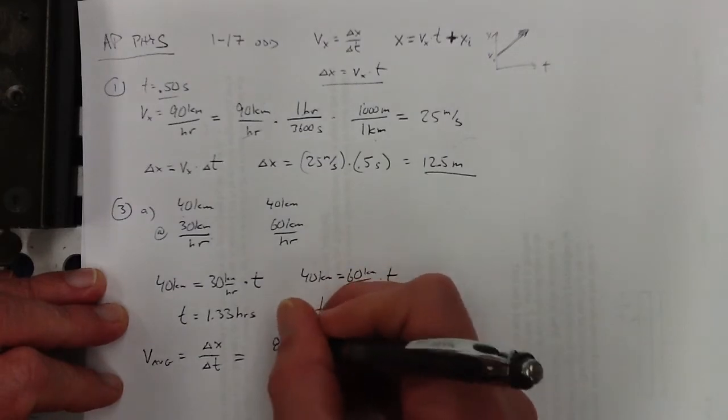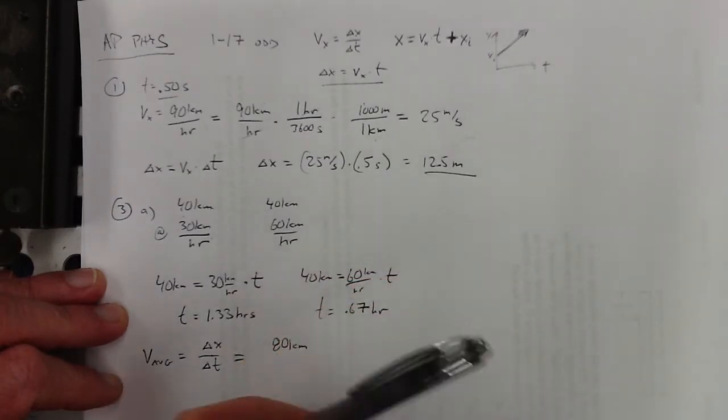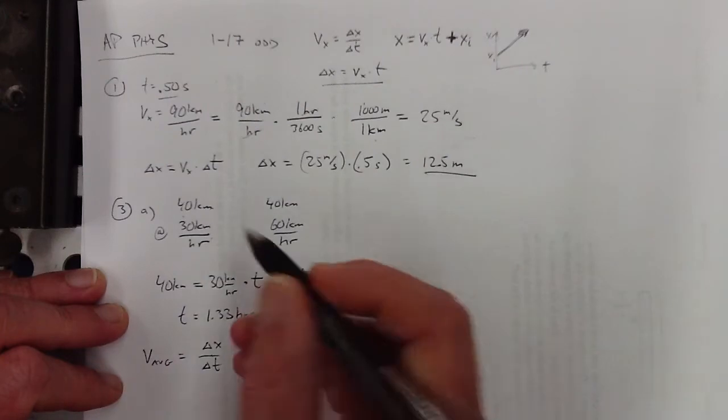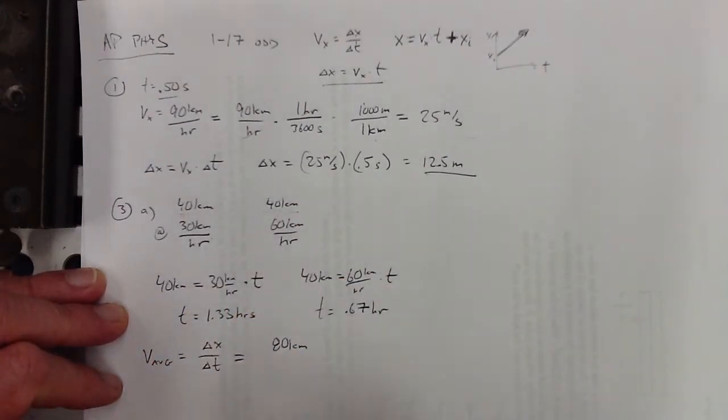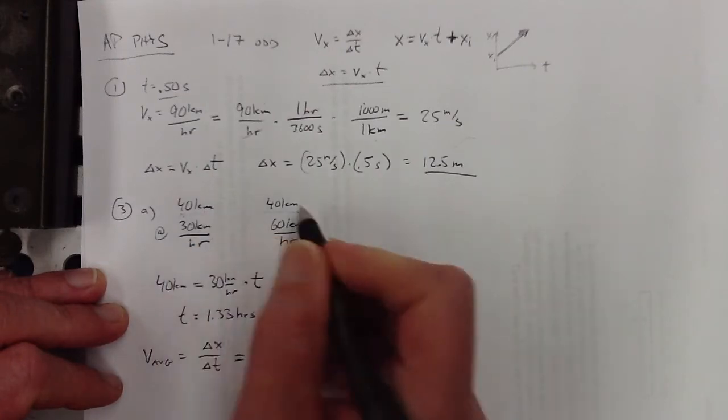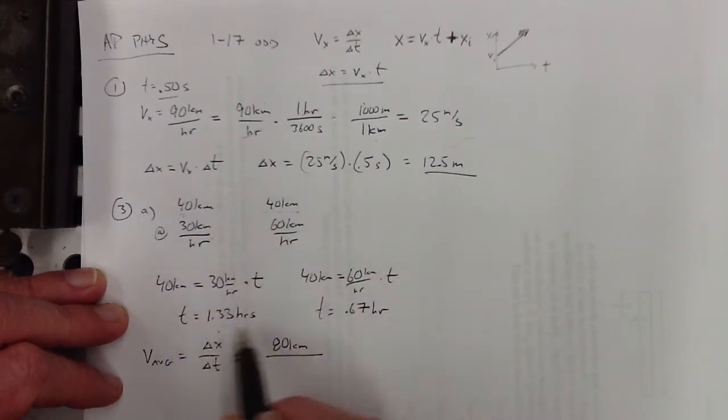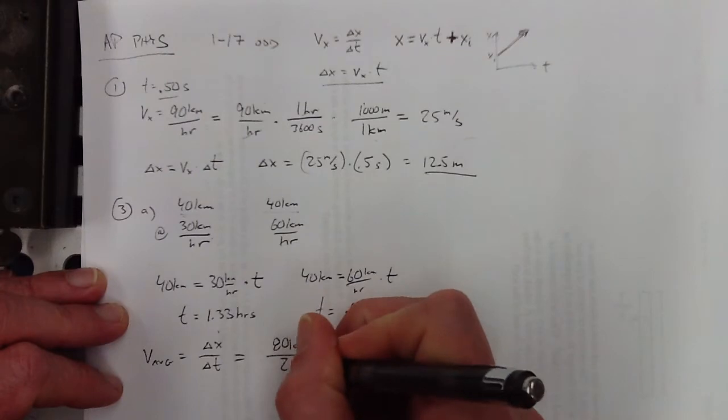So that's 80. Notice that it says it went in the same direction. It's not turning around. If it went 40 and then turned around and went 40, then my delta x, that displacement, would be 0. But it says same direction. And then the total time, that's 2 hours.